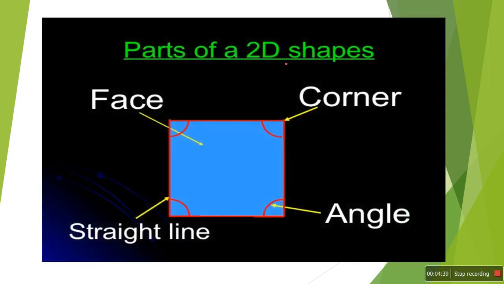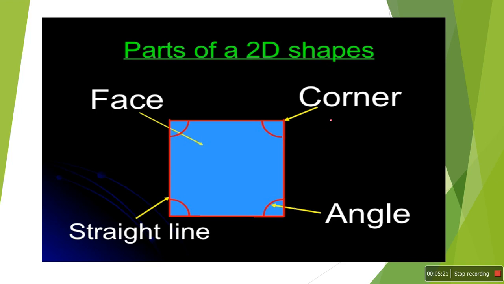So here you can see the parts of 2D shapes. What are the parts of 2D shapes? There are four parts of 2D shapes. The first one is face, the second one is corner, the third one is angle, the fourth one is straight line. Face, what is a face? As you can see, the blue part is the face, and the corner is this one, at the end of this shape. This one, this one, this one, this one. If I talk about how many corners there are, there are 1, 2, 3 and 4. There are 4 corners.